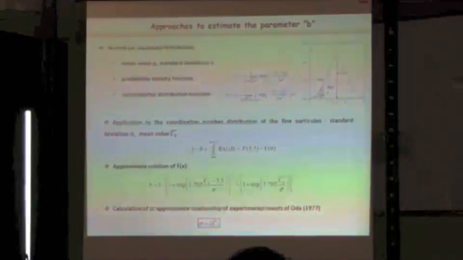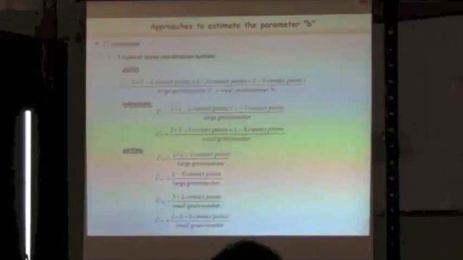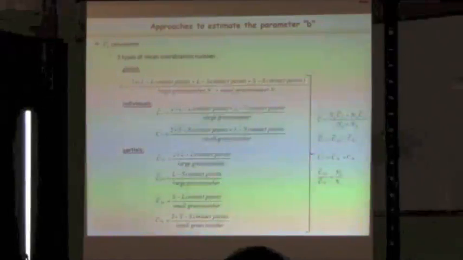The calculation of sigma was done by using the approximate relationship provided by Oda, which is equal to 2 CS. To calculate then the mean coordination number of the small particles, we defined three types of mean coordination number: the global one, C; the individual ones, CL for large particles and CS for small particles; and the partial ones, CLL, CLS, CSL, and CSS. This gives us then this system of equations.